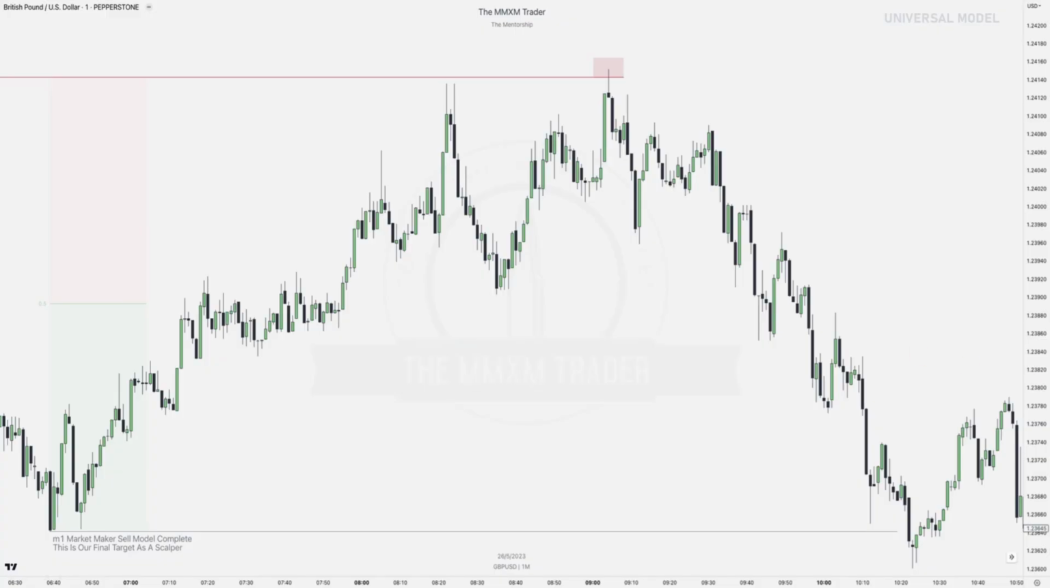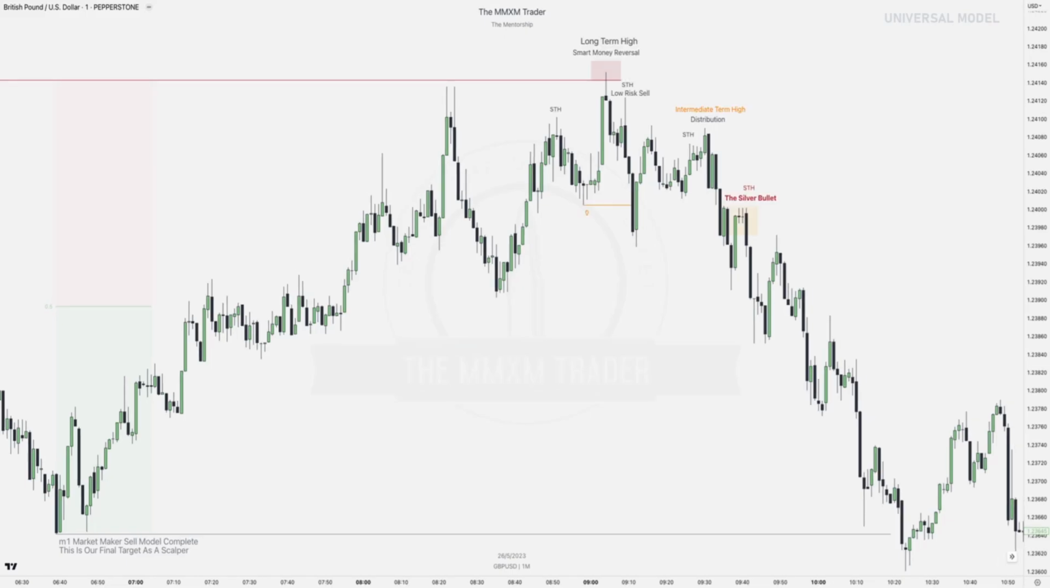Do you see what is forming over here? I'll give you a hint. Think about the second stage of distribution, right? Got that silver bullet formed, right? So we have that short-term high, longer-term high, and a short-term high to the right of it, that low-risk sell. We break structure, and once again we have that short-term high here, intermediate term high formed here, and then that silver bullet forms in that second stage of distribution. So multiple areas where you can get in, but this is the silver bullet area.